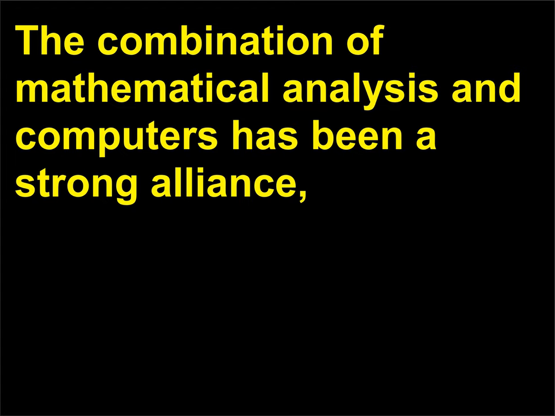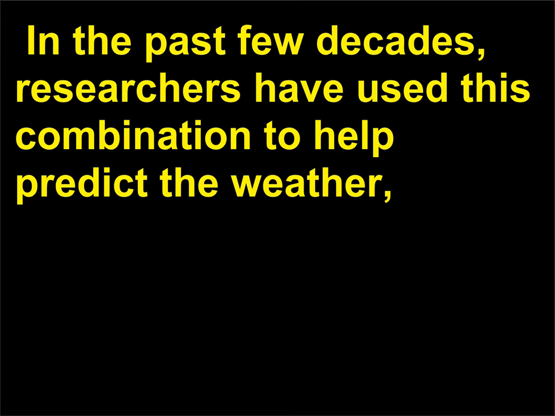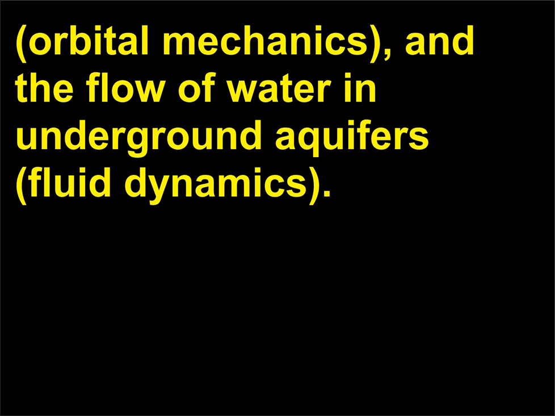The combination of mathematical analysis and computers has been a strong alliance, especially with regard to engineering, technology, and the sciences. In the past few decades, researchers have used this combination to help predict the weather, describe in great detail nuclear fusion in the Sun, understand the movement of space bodies around the solar system, orbital mechanics, and the flow of water in underground aquifers, fluid dynamics.